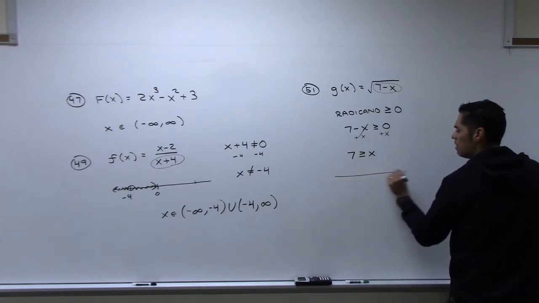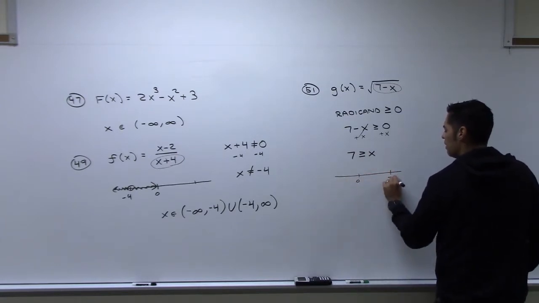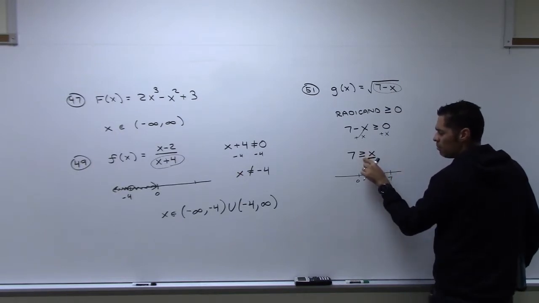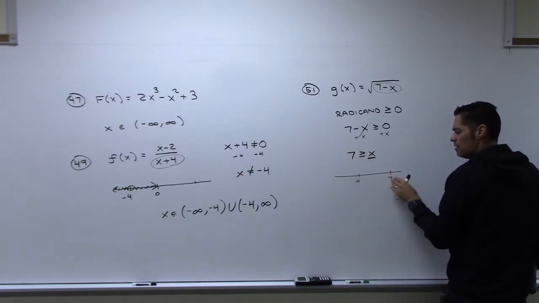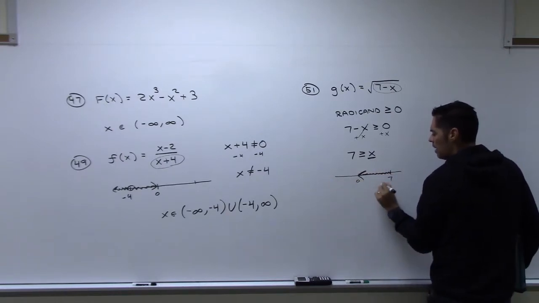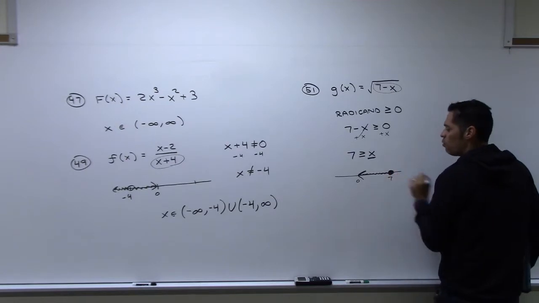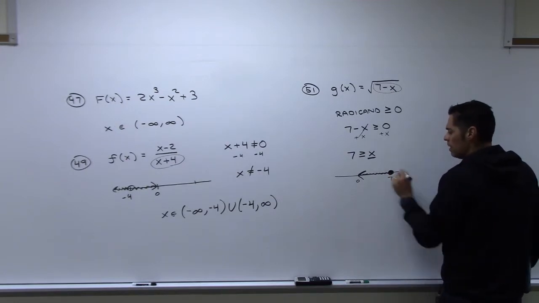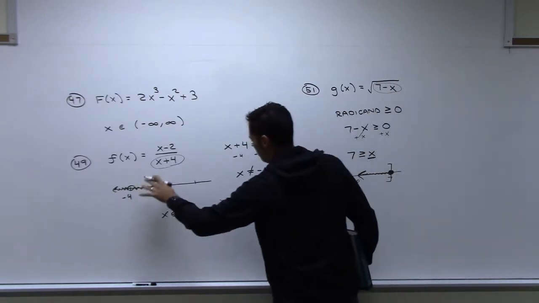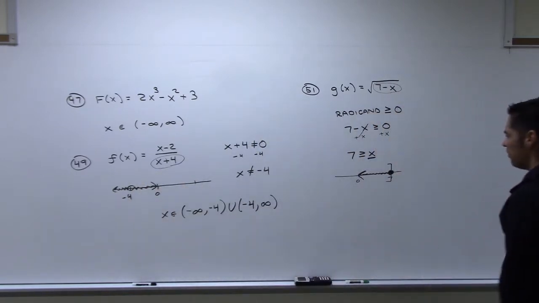So on a number line, here's 0, here's 7. My x's must be smaller than or equal to 7. So smaller than 7 means to the left of 7. So anything over here will work. And 7 itself does work, so I need to include it. That means you can put a bracket if you want. And over here, well, no, that was a different type of interval, so never mind.